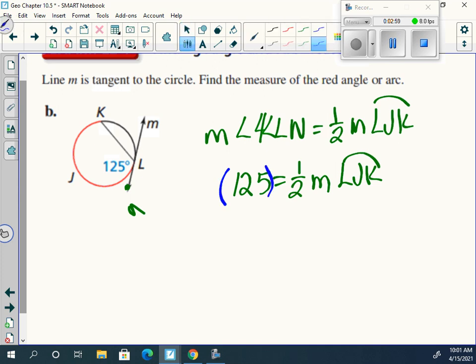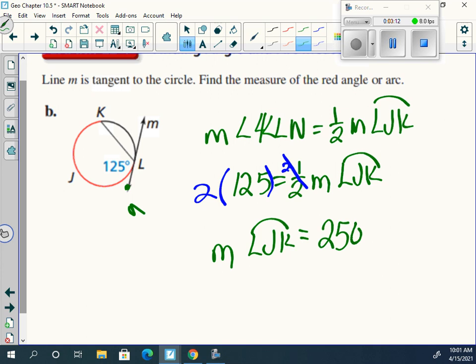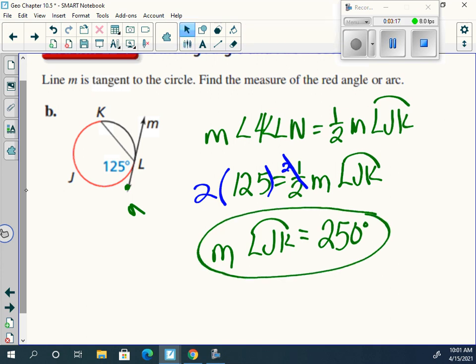So really we need to multiply both sides by 2 to see that the measure of arc LJK is 250. Or really we could have just multiplied the angle by 2. Because if we're given the arc, we divide it by 2 to get the inscribed angle. Or if we're given the inscribed angle, we can multiply it by 2 to get the arc that it is made up of. Any questions on any of this here?